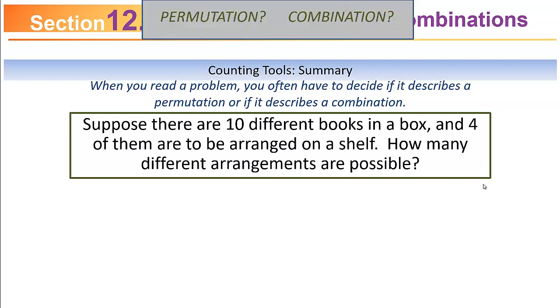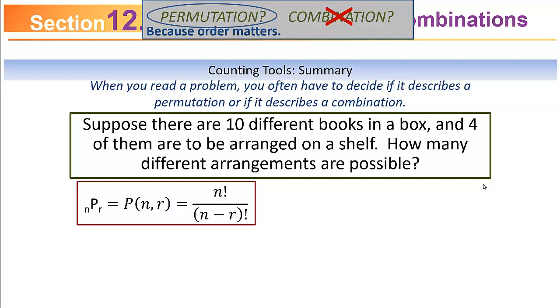So that makes it a permutation because order matters. If you get that wrong, of course your answer will be wrong. You have to know here that order matters. You're making arrangements. By definition, that's order.